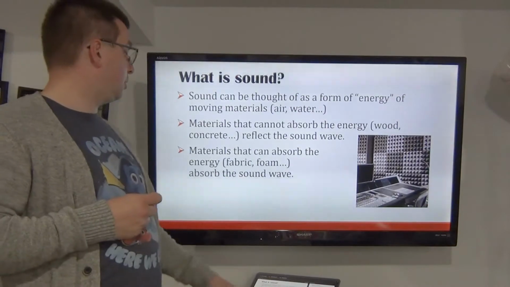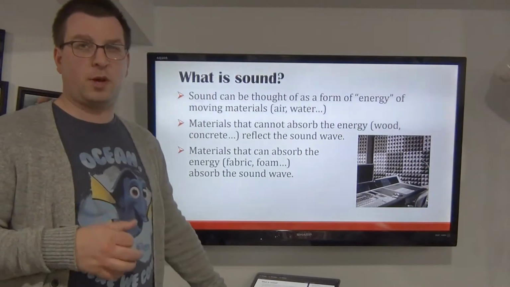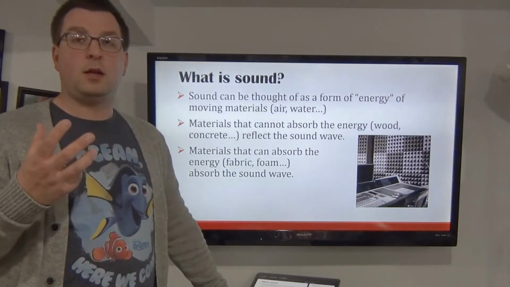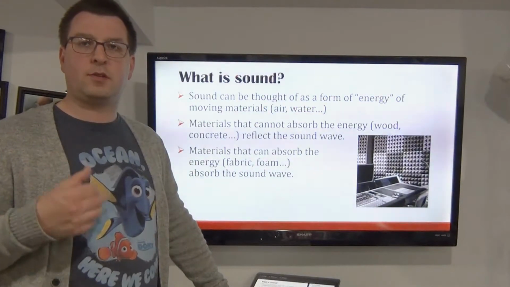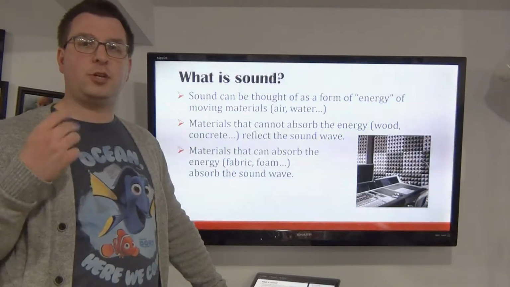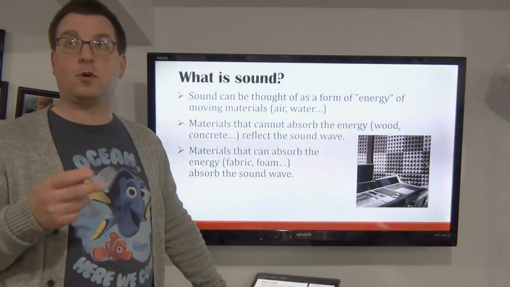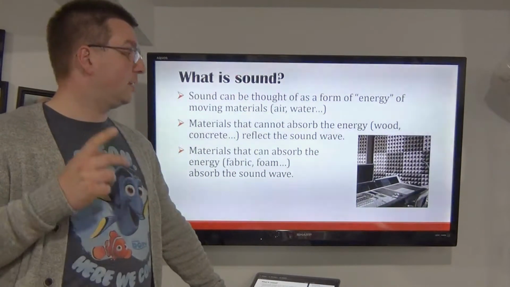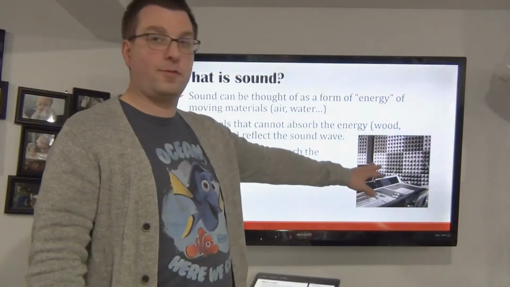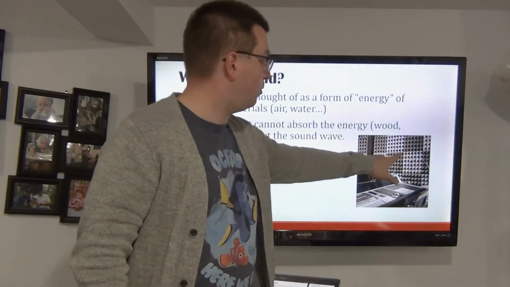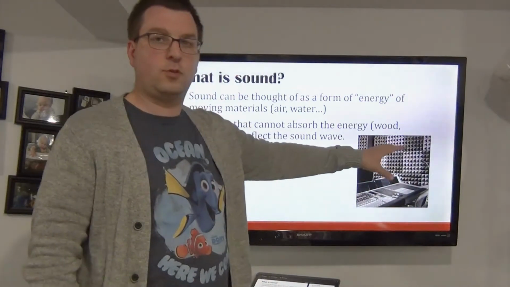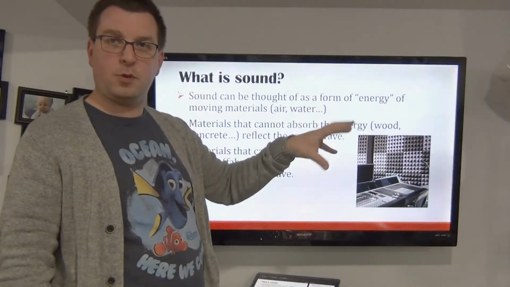There are some materials that actually can absorb the sound wave. These tend to be fibers, like carpeting, fabrics, foam. They can actually take the sound wave and literally absorb it. A very good example of that is this picture of a recording studio. The recording studio has this foam on the walls, with a sort of pyramid shape to it.